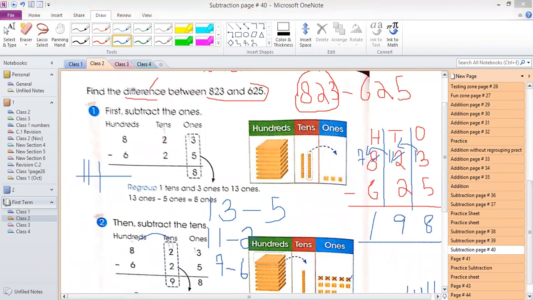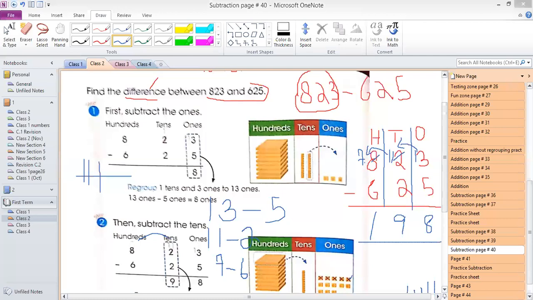That's right. Again, I repeat, guys. You were finding out the difference between 823 and 625. First, you write the number as per their places. 800, 2 tens, 3 ones. 600, 2 tens, 5 ones. 1 should be below the ones, 10 should be below the tens, and 100 should be below the hundreds.